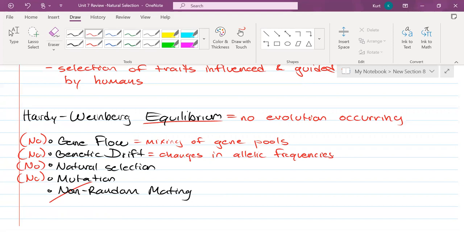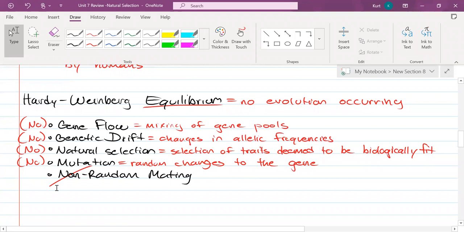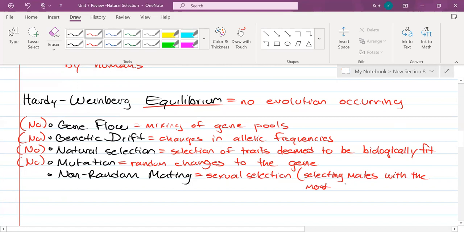Natural selection, obviously, we know is selection of traits deemed to be biologically fit. Mutation are going to be random changes to the gene. And non-random mating is where you actually have sexual selection. And this is a vocab term within a vocab term. Sexual selection is selecting mates with the most desired traits.